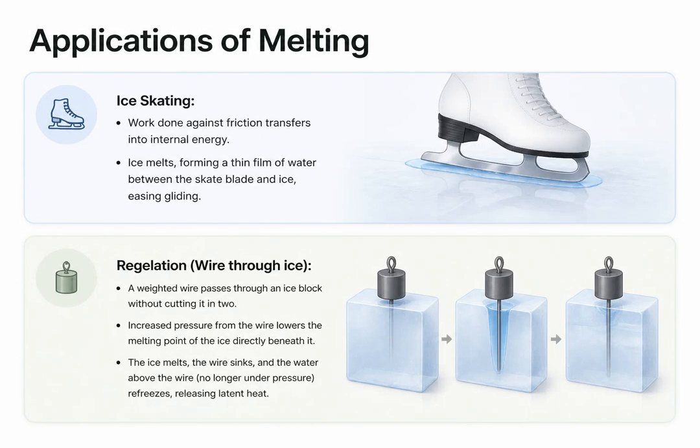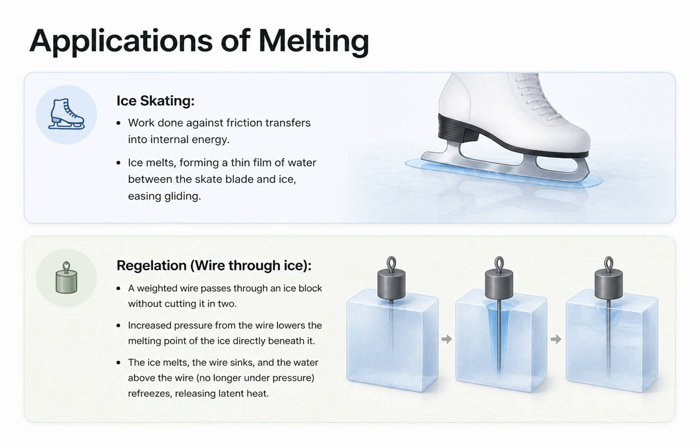The physics of melting explains some fascinating real-world phenomena. Take ice skating. As the blade moves, the work done against friction generates internal energy, melting a tiny amount of ice. This creates a thin film of water that acts as a perfect lubricant, allowing the skater to glide.